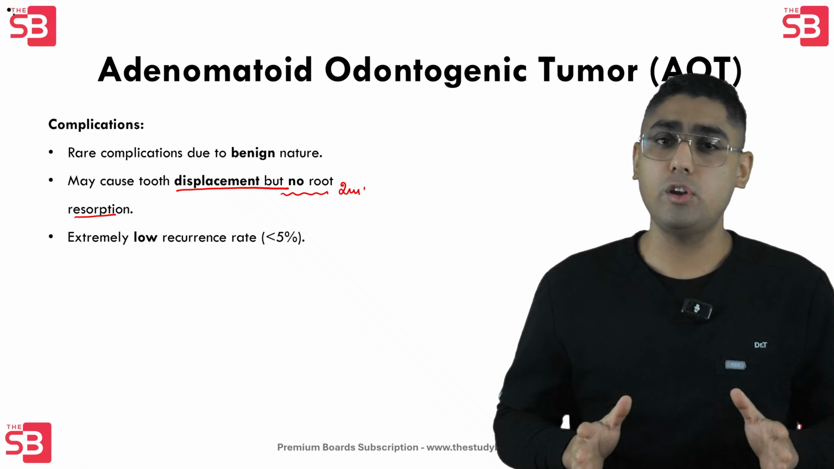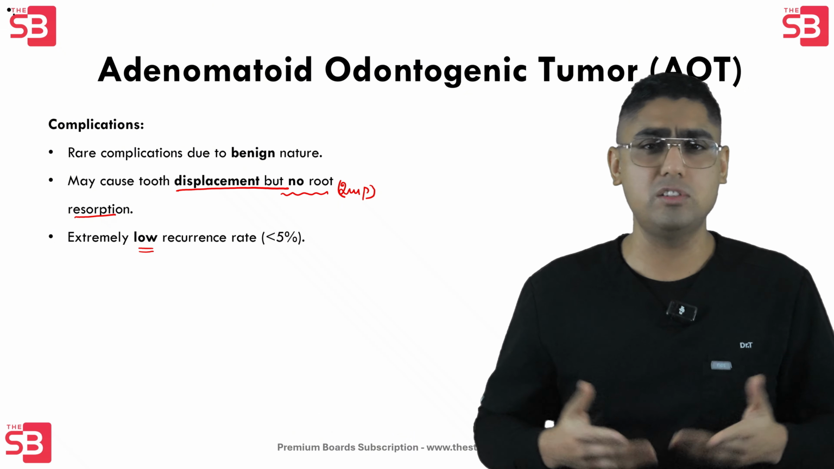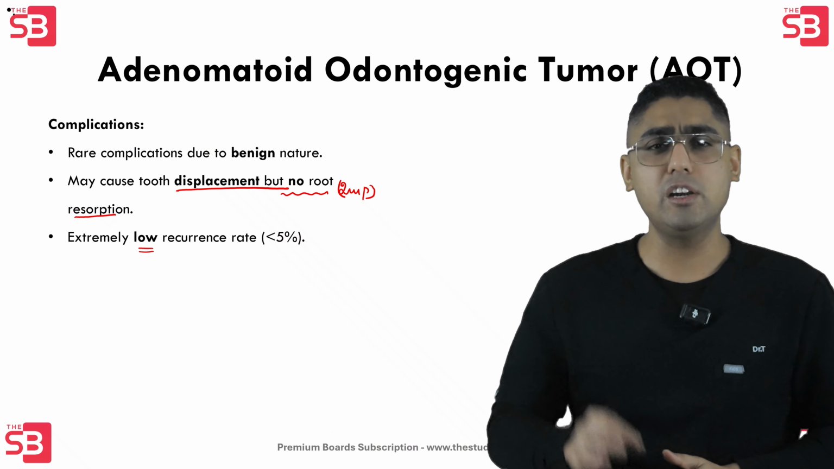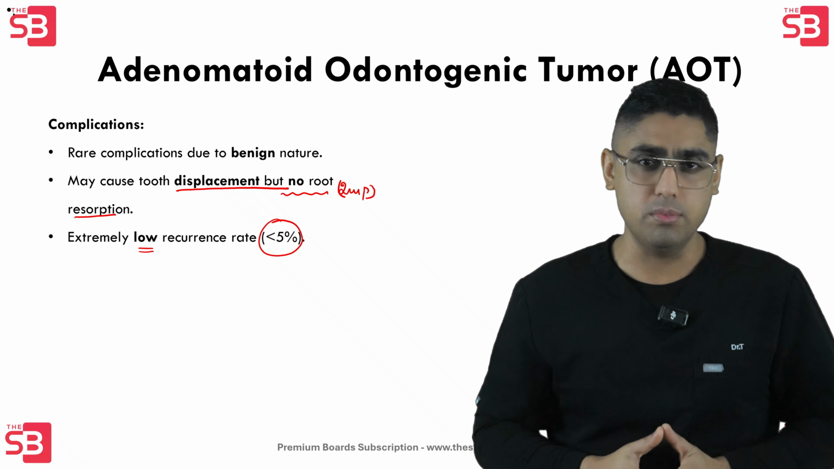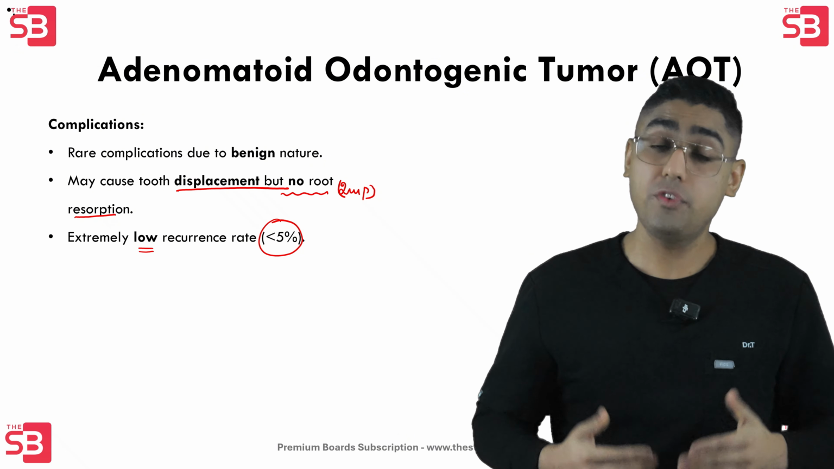Now, the recurrence rate of AOT is extremely low when you compare it with that of ameloblastomas. It is reported to be less than 5%, making it one of the least recurrent odontogenic tumors and supporting its excellent overall prognosis. Now let's move on to the treatment of AOT.